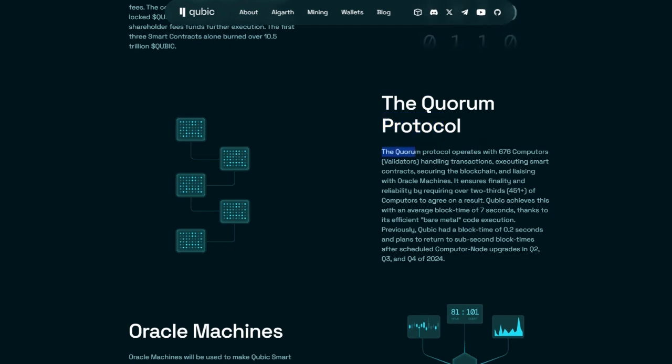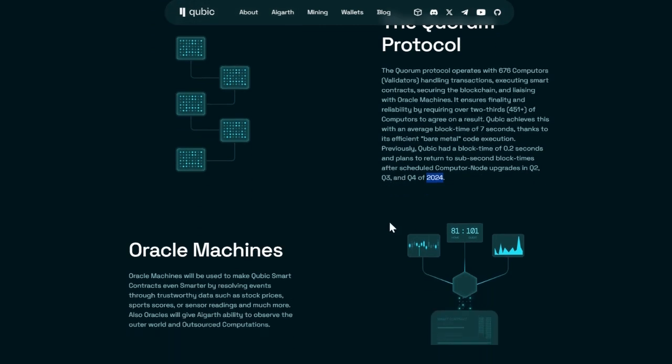Operates with 676 computers, handling transactions, executing smart contracts, securing the blockchain, and liaising with Oracle machines. It ensures finality and reliability by requiring over 2/3 of computers to agree on a result. Qubic achieves this with an average block time of 7 seconds thanks to a sufficient bare metal code execution. Previously, Qubic had a block time of 0.2 seconds and plans to return to sub-second block times after scheduled computer node upgrades in Q2, Q3, and Q4 of 2024.